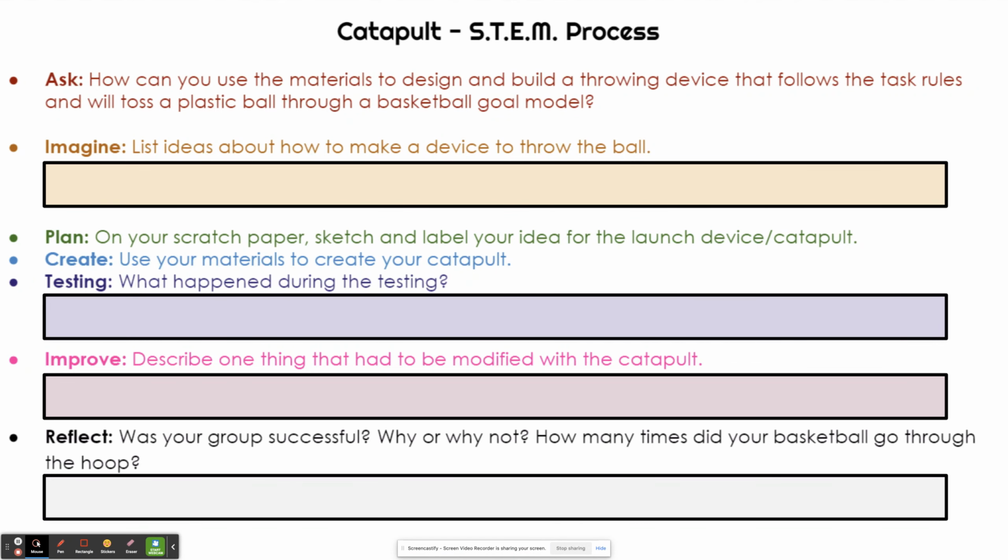Using both the catapult and the basketball hoop net, you will test what happened. To improve, what do you want to improve with the catapult? And after you've made the catapult and the hoop and tested it, reflect. Was your group successful? Why or why not? And how many times did your basketball go through the hoop? And we will be holding a competition after this is all complete.